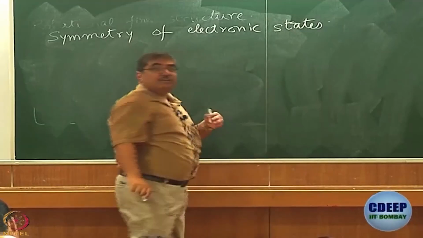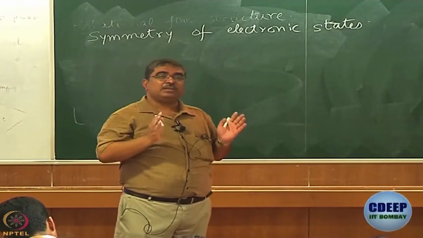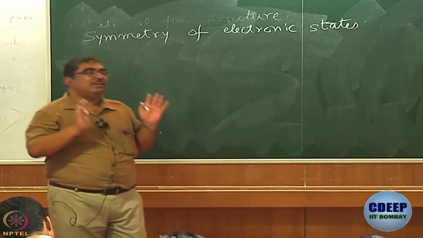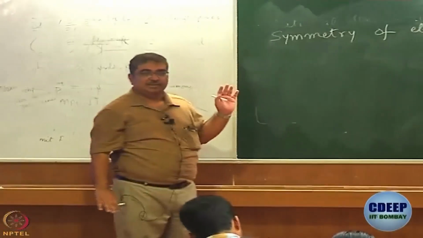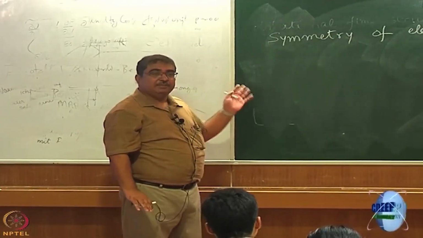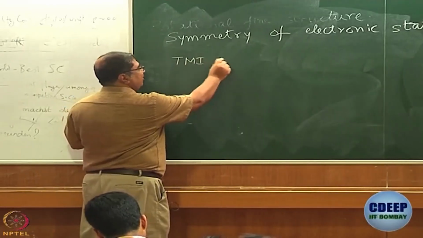When I say symmetry of electronic states, I mean symmetry of the spatial part of the total electronic wave function. Let us see what it means. And why do we need to do this? We need to do this because we go back to our old friend, the transition moment integral.